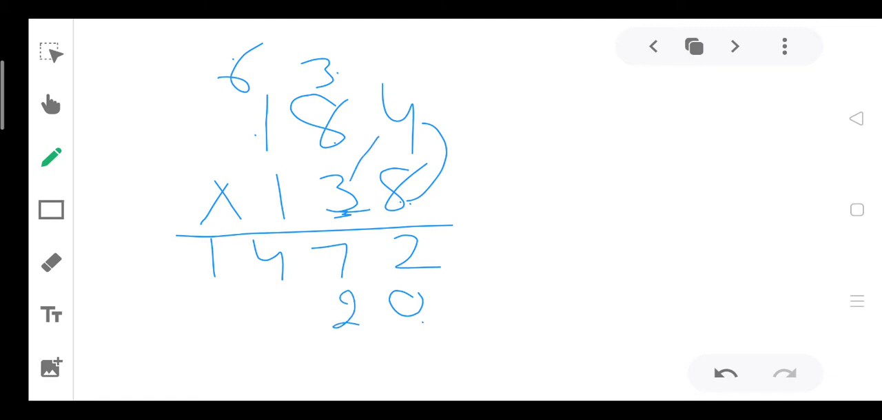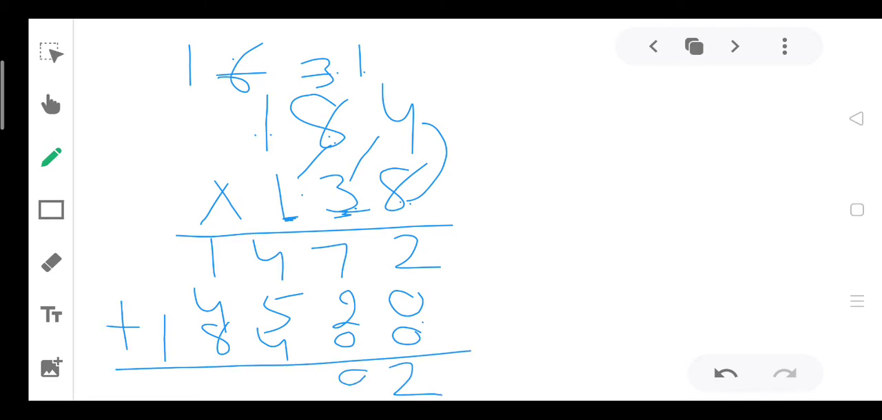Now 3 4s are 12, 1 goes as a carry, 3 8s are 24 and 1 is 25. Here 1 goes as a new carry, 3 1s are 3 and 1 is 4. Now we have to multiply by the 100s place digit. So in the ones and tens place 0, 1 4s are 4, 1 8s are 8, 1 1s are 1, and now add it. 2, 7 to 9, 5 plus 4 is 9, 13, 1 carry, 8 plus 4 is 12, 13 and 1 is 14, 1 carry, here is 2. So our answer is here.